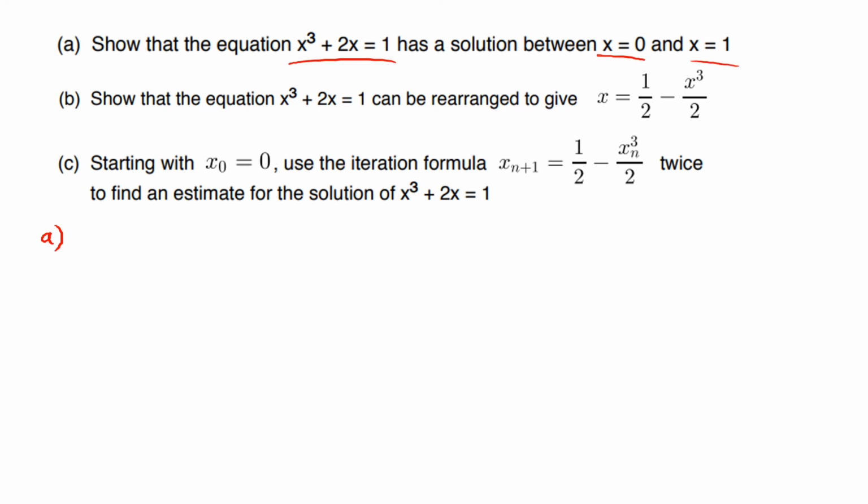Now how do we do that? We substitute in x equals 0, and we substitute in x equals 1. And we want to show that it's too high, too low, so it must be in between the two, just like we did with trial and improvement.